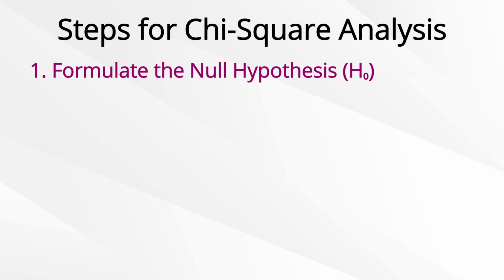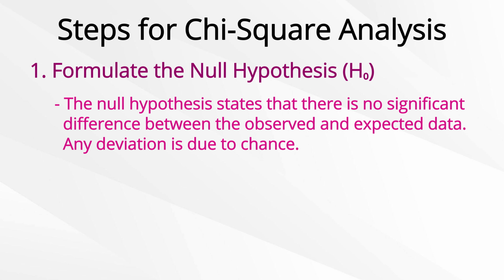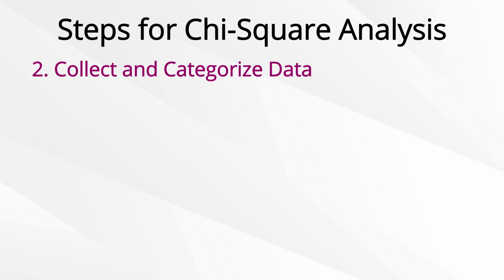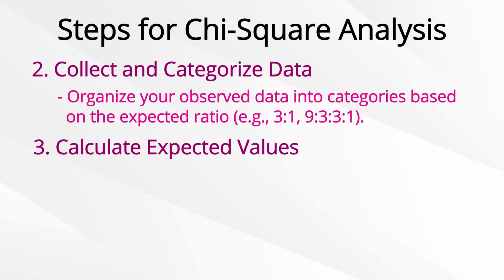1. Formulate the null hypothesis, H0. The null hypothesis states that there is no significant difference between the observed and expected data. Any deviation is due to chance. 2. Collect and categorize data. Organize your observed data into categories based on the expected ratio, for example, 3:1 or 9:3:3:1.